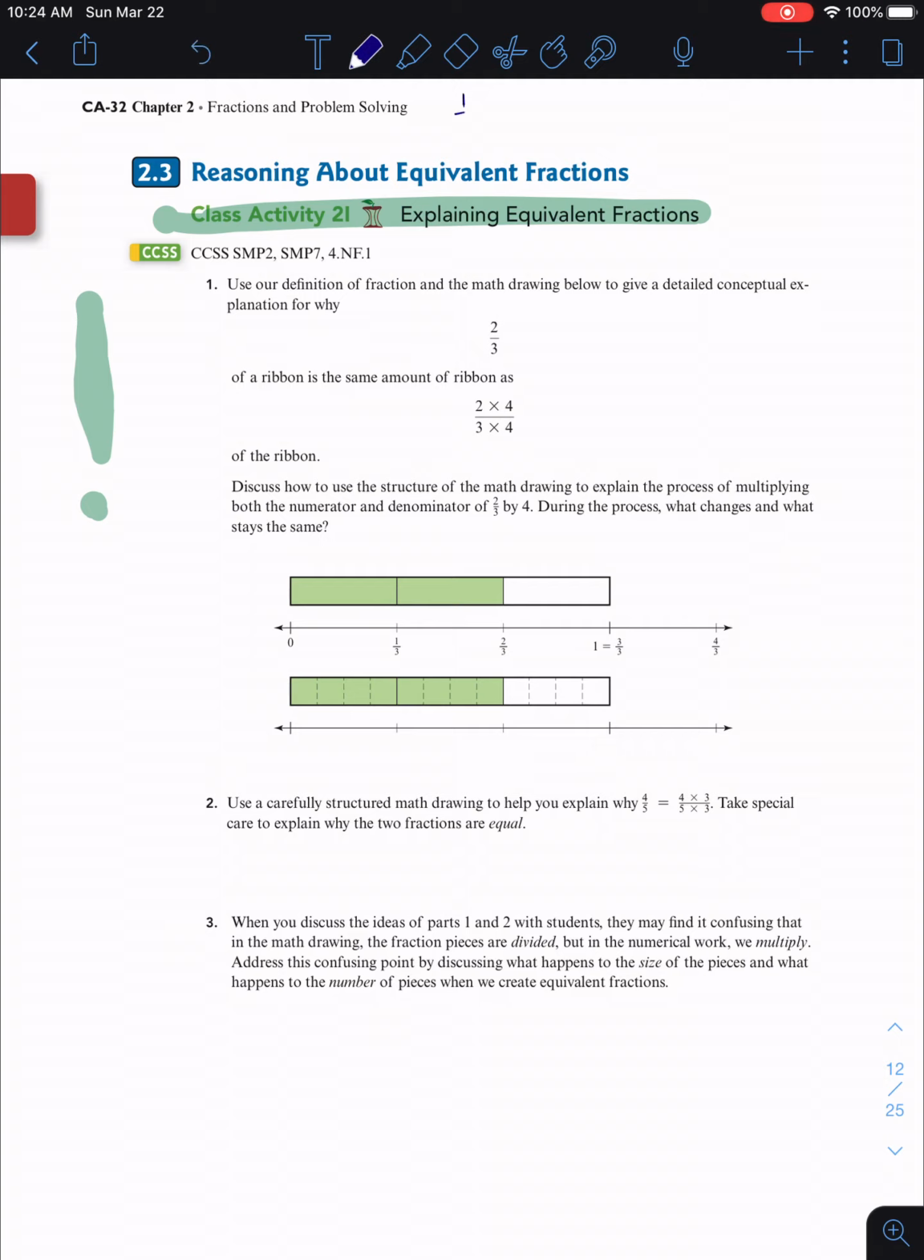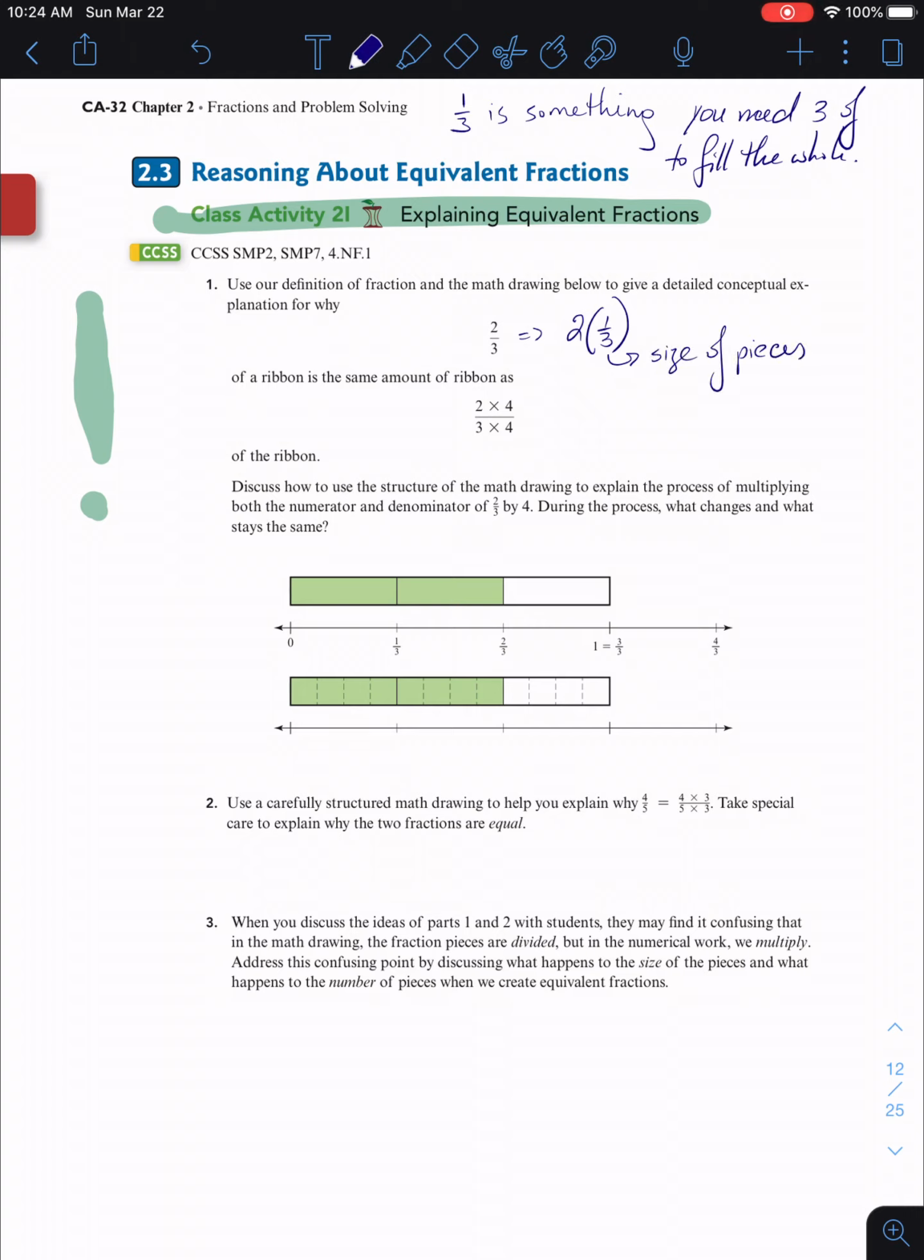So for example, 1/3 is something you need 3 of to fill the whole. And when we look at something that's called 2/3, we can write it as 2 1/3. So this, if you remember, is the size of the pieces, and this is the number of pieces. So the size of the pieces is how many of them you need to fill the whole, and the number of pieces, how many you actually have.